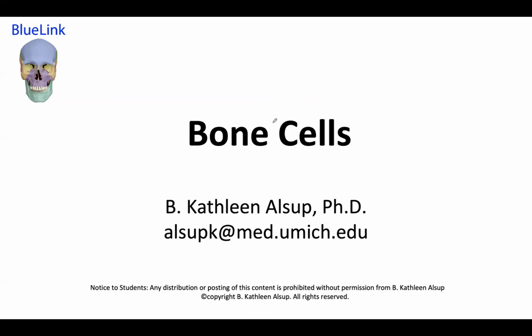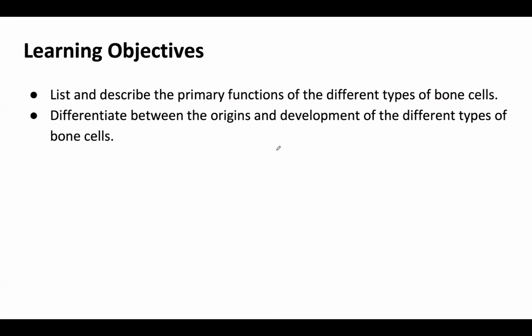In this video, we will be discussing the various types of cells that are going to be associated with bone. So we're going to spend the bulk of our time discussing this first learning objective, listing and describing the different bone cells, and then we will finish our discussion by differentiating between the origins and development of these different cells. So three of the four cells are going to be from one life cycle, whereas we have one that has a completely independent origin.